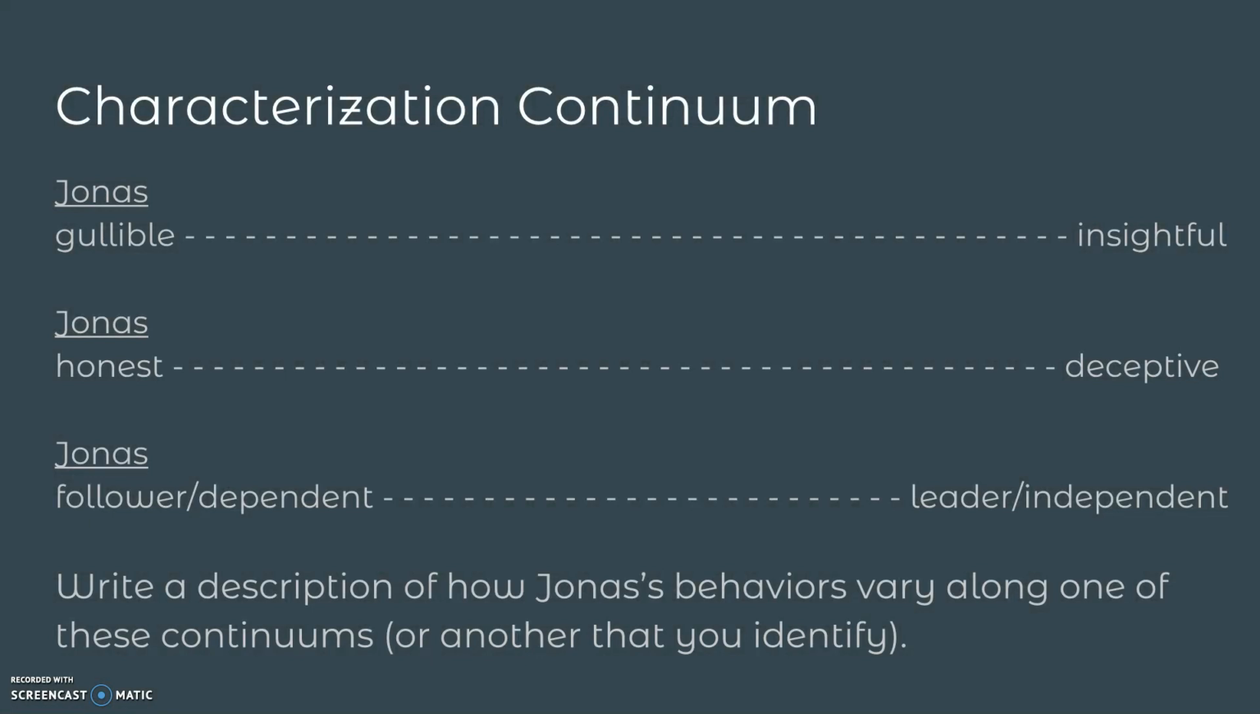The assignment is going to ask you to write a description of how Jonas's behaviors vary along one of these continuums or another that you identify. Let's take a look at some examples of how you could start this assignment.